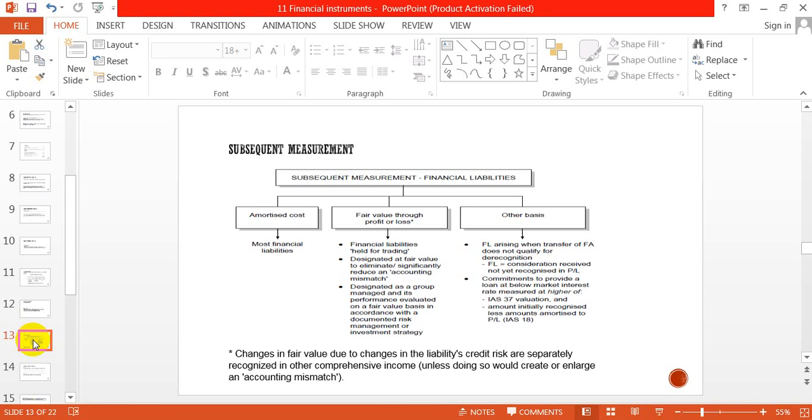Again, most of these are best understood through questions. Financial instruments is one of those topics where just reading the notes will not prepare you adequately for answering questions. You need to practically do the questions to grasp the concepts.